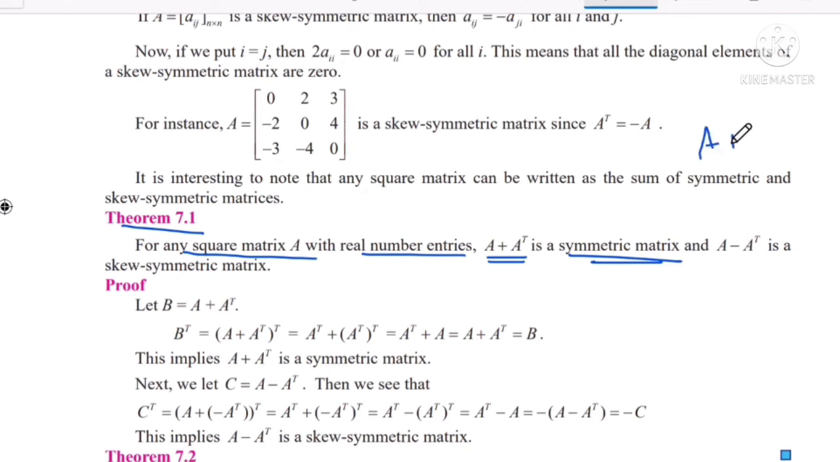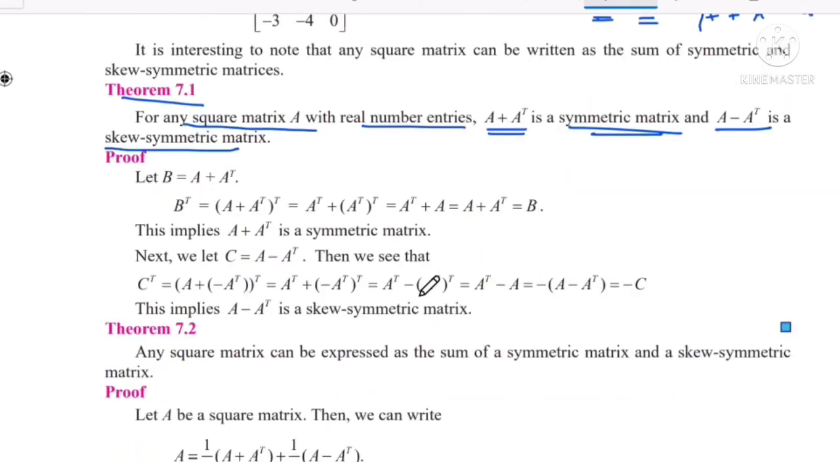A plus A transpose, if you take, is always symmetric. A minus A transpose is skew symmetric. So three things you learned. A symmetric matrix is A equal to A transpose, and a skew symmetric matrix is A equal to minus A transpose, or A transpose is equal to minus A. And always A plus A transpose is symmetric, and A minus A transpose is skew symmetric. That is the third thing.